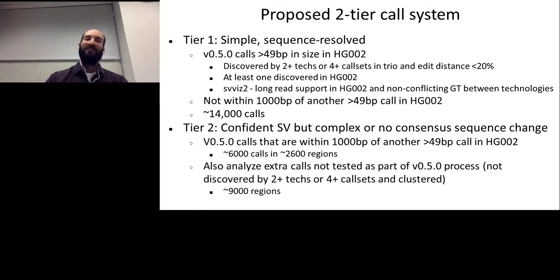And then we also clustered calls that were not tested, so that they weren't supported by two or more technologies or 4 or more call sets in our initial clustering. And found that still there were about 9,000 regions where multiple technologies or many call sets supported the call in that region. They just didn't agree on what that call should be. So this tier 2 call set would be useful for maybe assessing your sensitivity to more difficult calls, but we wouldn't be able to test how accurate your call is, or whether you're calling the exact sequence change at that location.